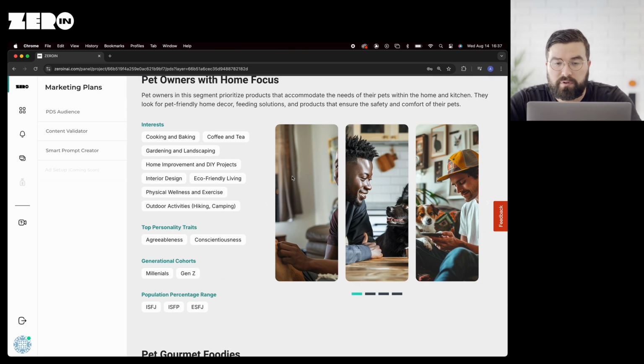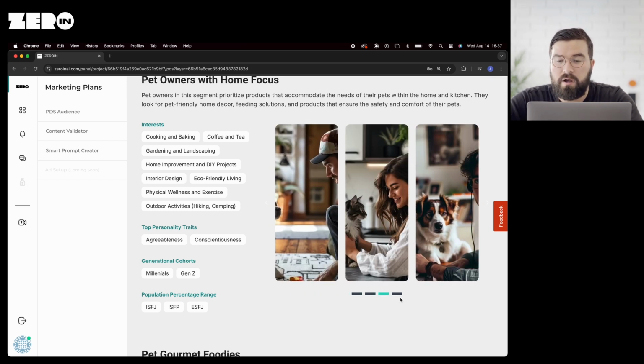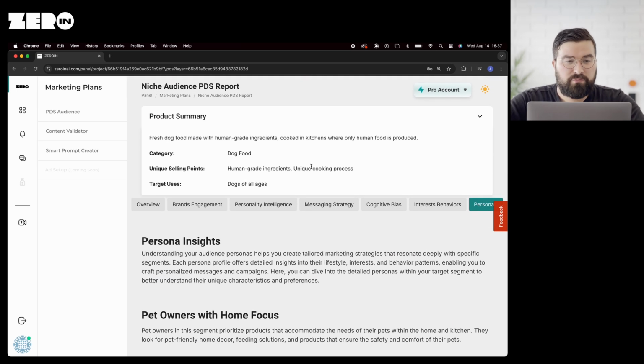Another really important thing here is that you can see these really cool images that were created in real time as the report was being created, showing you what these kinds of people look like. It's giving you a face to look at in terms of who these personas are. And so that's what's really great about this. From here, you can go back and look at your core audience, or if you're ready, you can go and start to look at your content validator.